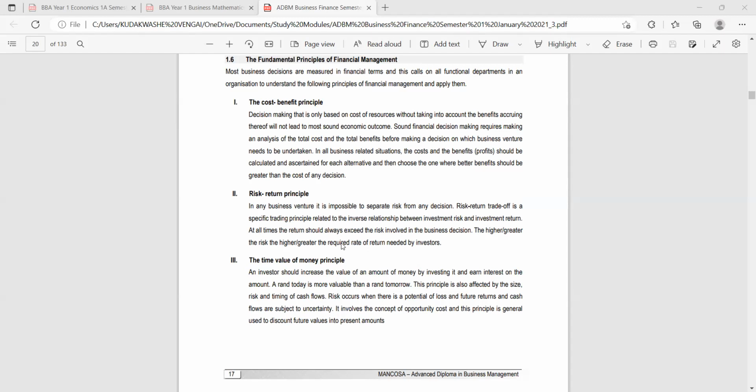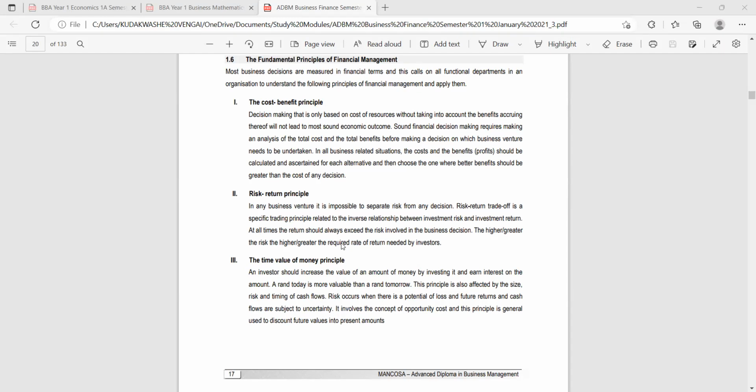So when I talk about the fundamental principles of financial management, we're saying what are the key issues that underlie the decisions that you're going to make as a manager, right? What are the key things that you always need to know whenever you're making a decision as a manager? So the first thing is what we call the cost-benefit principle. The cost-benefit principle is the profit-loss principle, right?